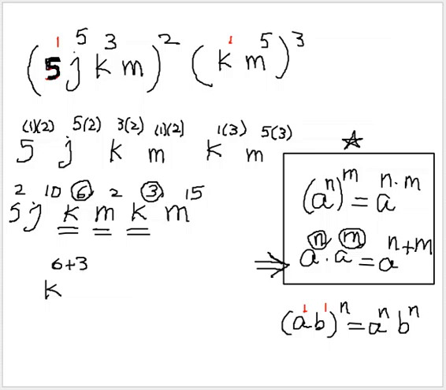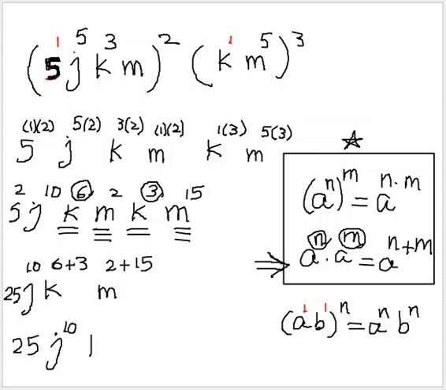And for the m, you write m to the power of 2 plus 15 the same way. Now j is all by itself, so I write j to the power of 10, and 5 to the power of 2 is equal to 25. Do you follow up to this point, Barbara? Okay, good. So that would be k to the power of 9, m to the power of 17. Okay?